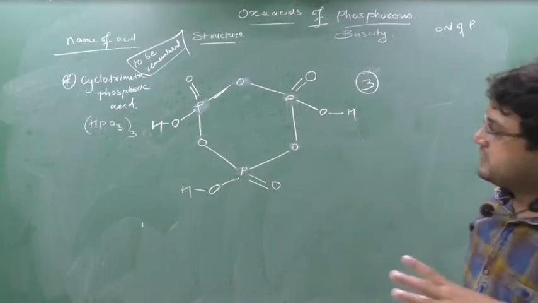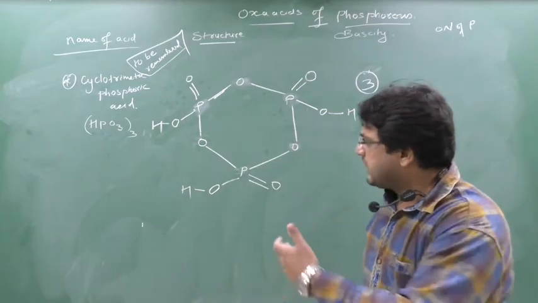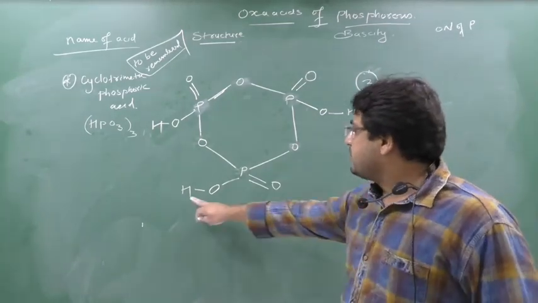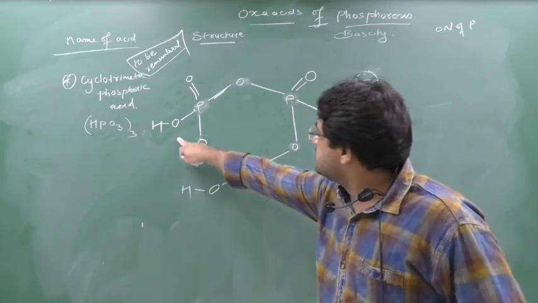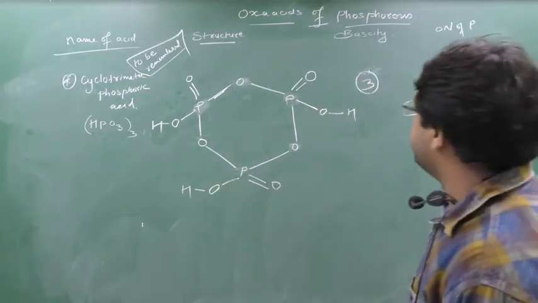Now see here. Once more we'll see the structure. P is 3. Understood the structure, I hope. Okay. Or you can revise the video and you can see. Now the hydrogen associated with oxygen is 1 here, 2 here, and 3 here. So 3 is the basicity. Now we'll see the oxidation number.